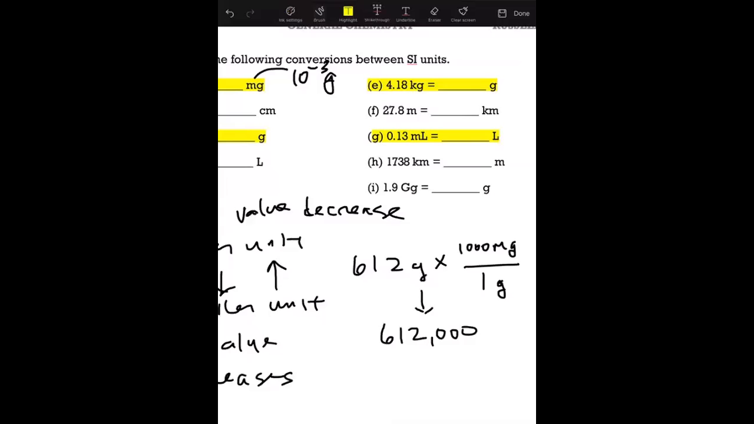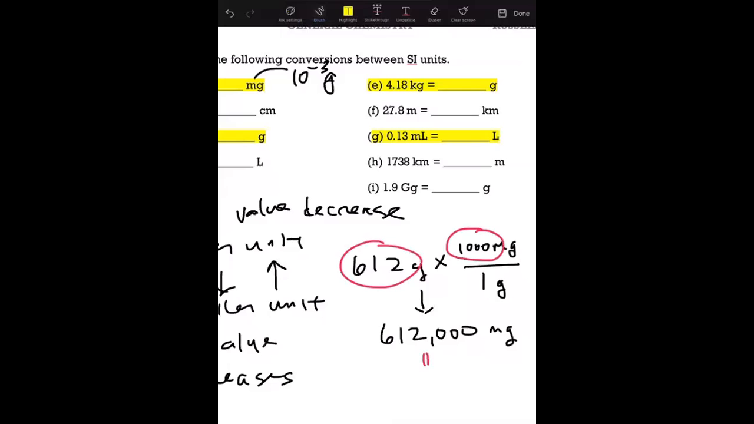What's the answer? And let's put it in the correct number of sig figs. Is that right? 612,000 milligrams. Yes, no? Yeah, that's right. How many sig figs do I need? 3. This is 1,000. How many sig figs are in that number? 1 sig fig here, 3 here. It's a multiplication, right? So I need to get this down to 1 sig fig.